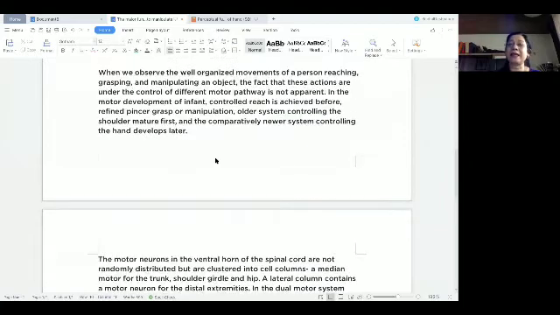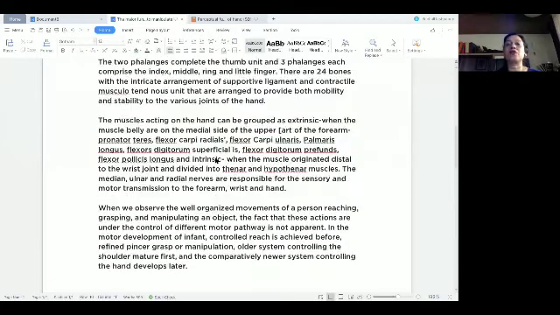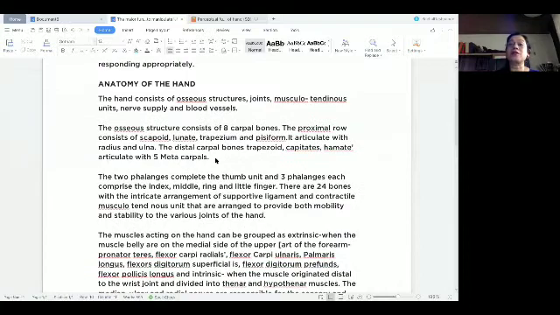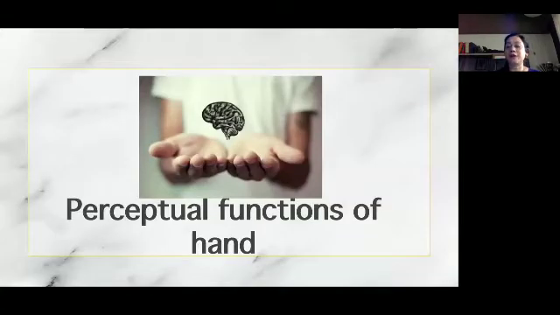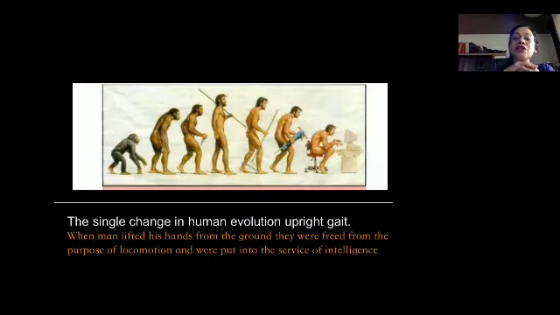Having said this basic, very basic anatomy and physiology, which we should know, it's very important to understand how the functions develop and why we say that perceptual functions of the hand are very, very important. So a single chain in human evolution: upright gait. When man lifted his hands from the ground, they were freed from the purpose of locomotion and were put into the service of intelligence. We are going back to where we were when we sit on the laptop and just use our hands for tapping the buttons.